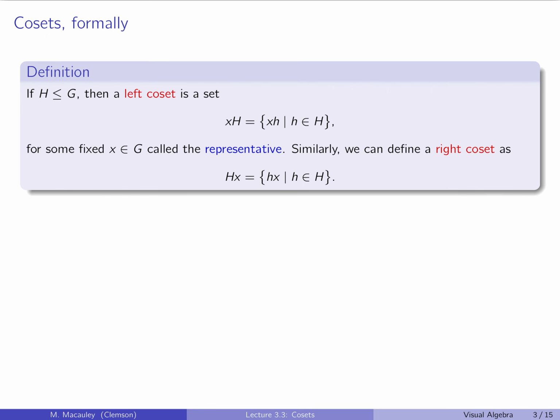Here's a formal algebraic definition. If H is a subgroup of G, then a left coset, denoted XH for some element X, is the set of all products of the form X times little h, where little h is in the subgroup H. The particular X we use is called the representative. And similarly, we can define a right coset by putting X on the right. So HX is the set of all products of the form little hx, where little h ranges over everything in big H.